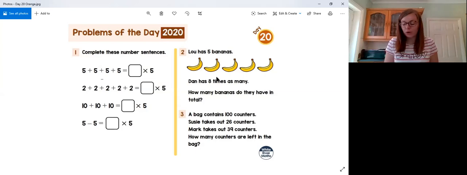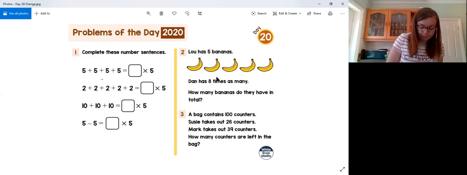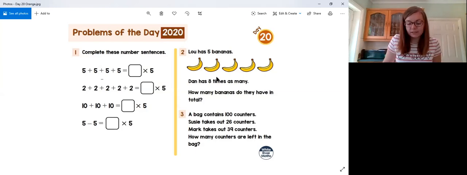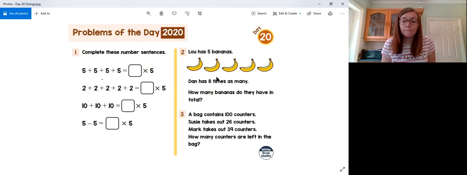Okay, and on to question 3 for day 20 then. A bag contains 100 counters. So I'm going to draw it up as I go, 100 counters. Susie takes out 26 counters. Okay. Mark takes out 39 counters. How many counters are left in the bag?